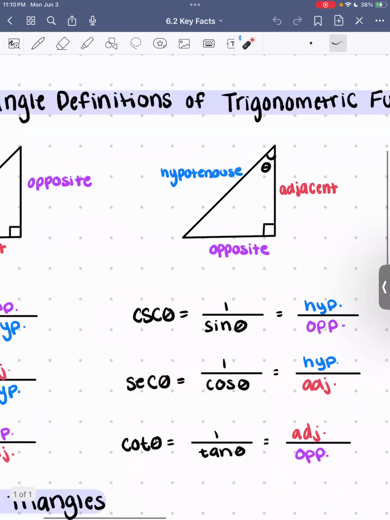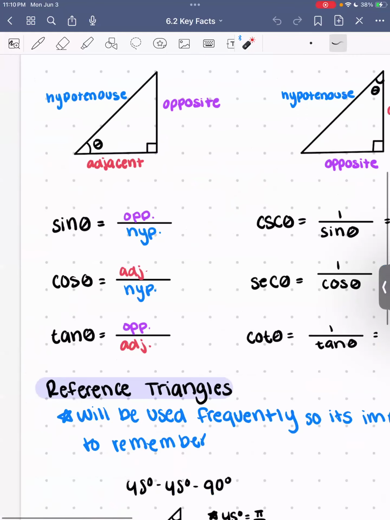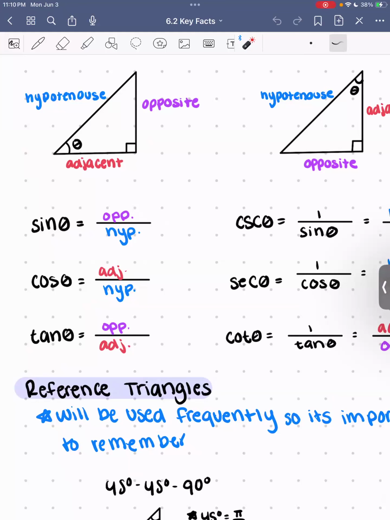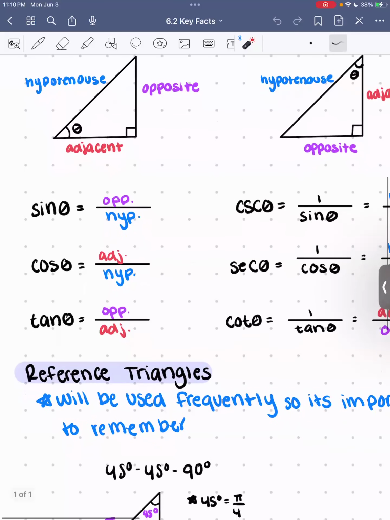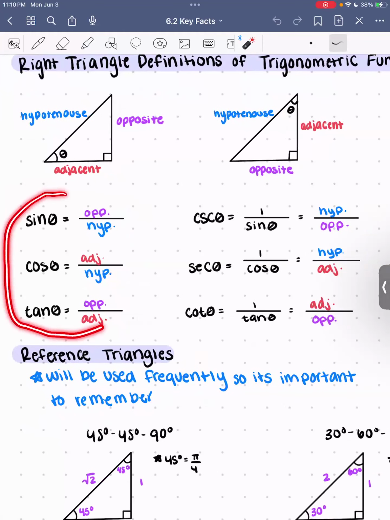Same thing over here. It just depends on where our angle is, where our opposite and adjacent sides are. Since our theta is up here, our opposite side is down here, and our adjacent side is right here because that's next to our angle, and our diagonal side is still the hypotenuse. So sine is opposite over hypotenuse. Cosine is adjacent over hypotenuse. Tangent is opposite over adjacent. These are the main three.